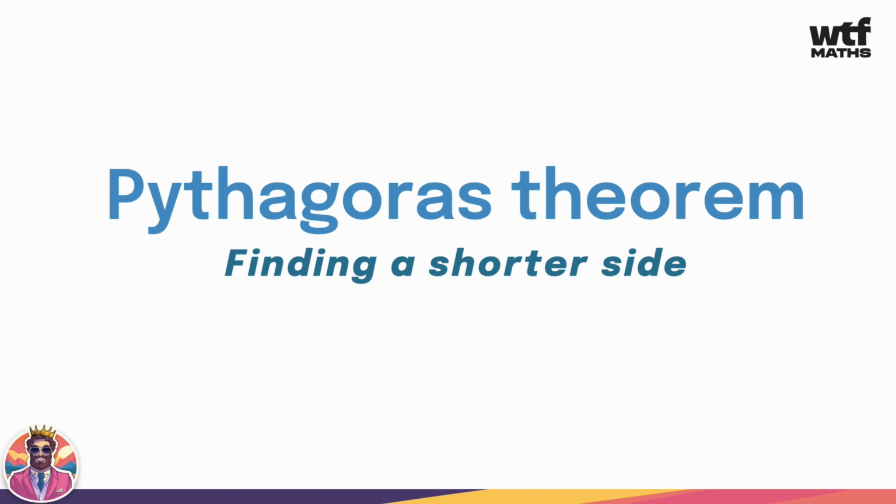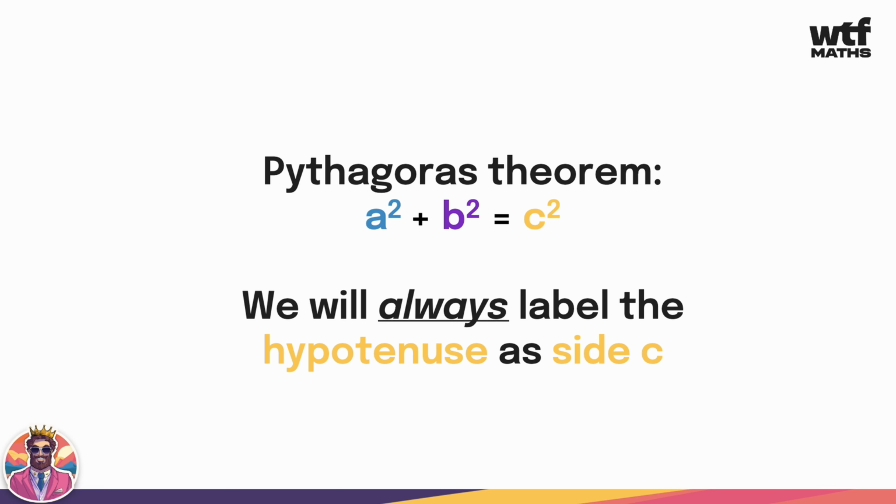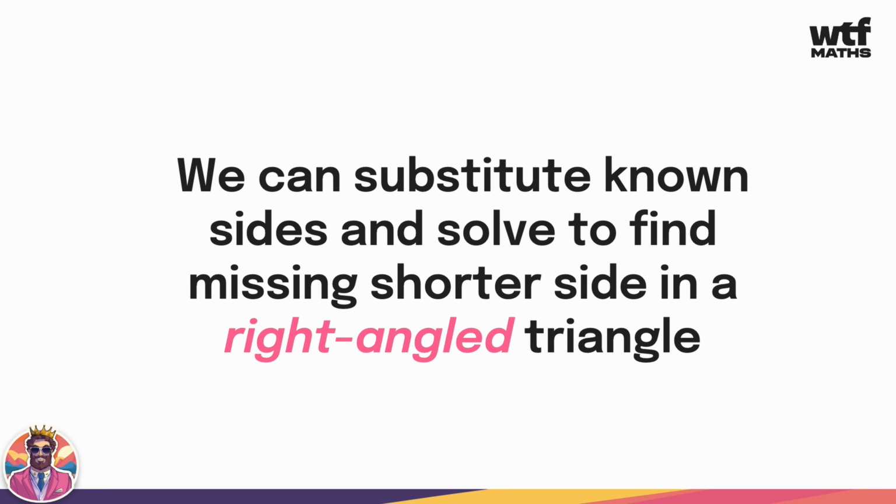Hello, today we're going to be looking at Pythagoras theorem again, and this time we're going to find the shorter side of the triangle. So just a reminder from last lesson, we learnt that Pythagoras theorem is a squared plus b squared equals c squared. And just remember, the hypotenuse, which is the longest side of a right angle triangle, is going to be labelled c. So we can substitute known sides and solve to find a missing shorter side in a right angled triangle.